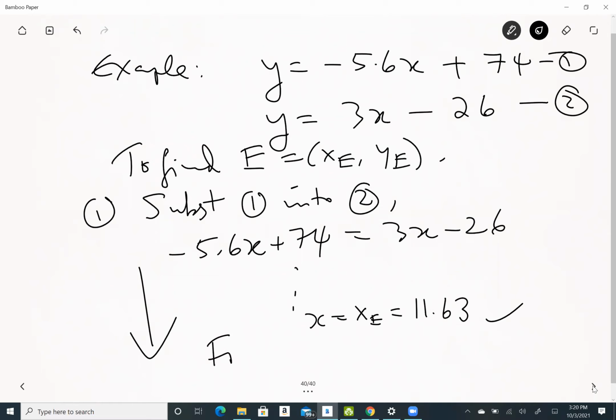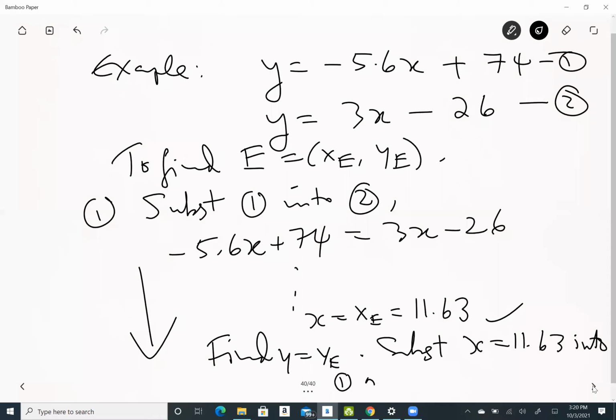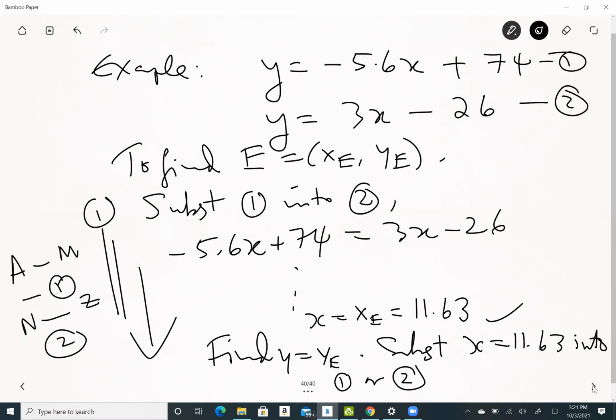So find y equal to ye. What do you do? Substitute x equal to 11.63 into 1 or 2. Some people put 1, some people put 2. So again here, if your name starts with A to M, use number 1. If your name starts with N up to Z, you use number 2. Okay, do it now, so that we do both. So you should get the same answer.